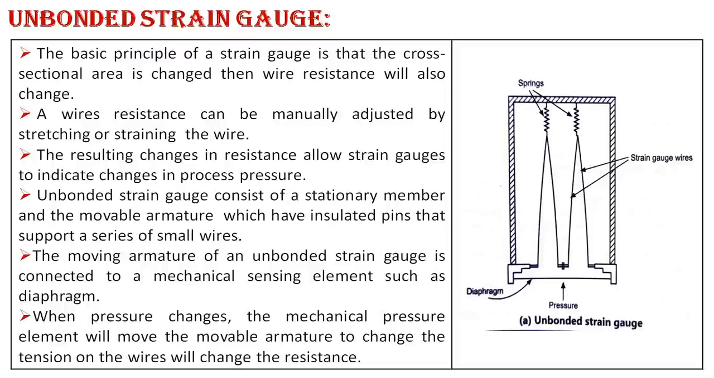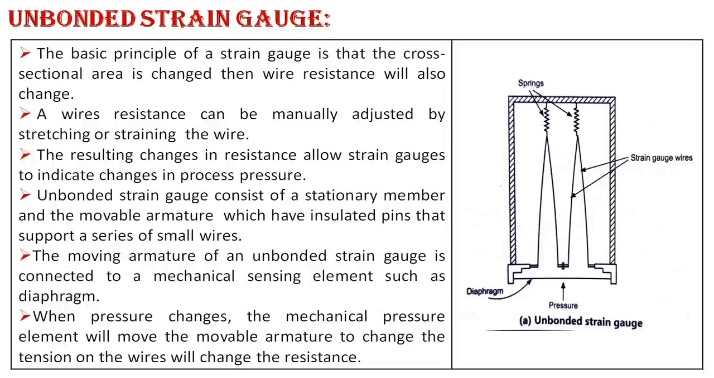The wire resistance can be changed by stretching and straining the wire. See the diagram. You have to use the strain gauge wires, and we have to stretch and strain the wires. You will get the change of resistance of the wire and you will get the desired output. When we apply the stretching and straining pressure, it will be measured. The resulting changes in resistance allow strain gauges to indicate changes in process pressure.